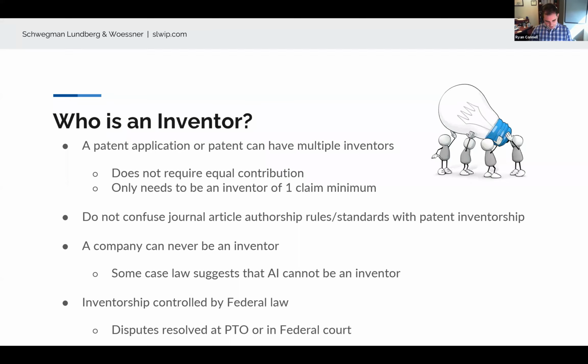So yeah, with that in mind, Doug, do you want to talk about AI and some more kind of exotic cases of who can or can't be an inventor?